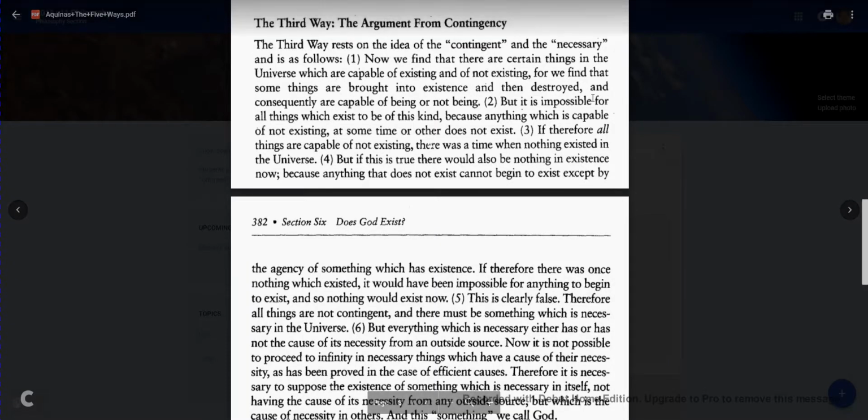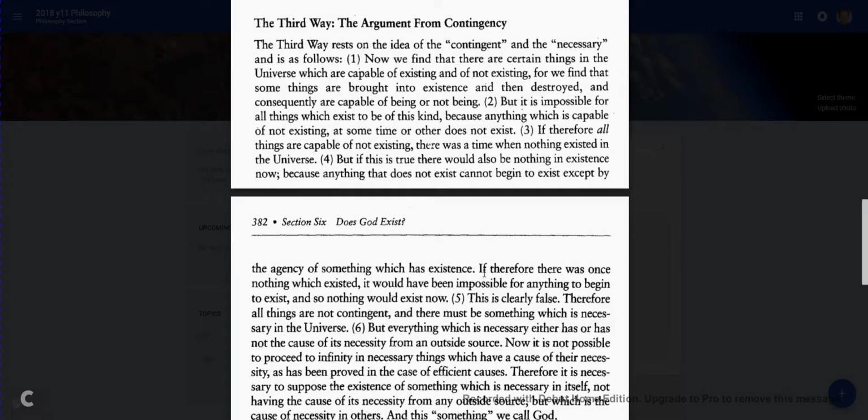That means, right, that if every being was contingent, then nothing could come into being. So there had to be one non-contingent being that could trigger everything on. So if therefore all things are capable of not existing, there was a time when nothing existed in the universe. We had the void. But if this were true, there would be also nothing in existence now, because anything that does not exist cannot begin to exist except by the agency of something which has existence, i.e., it's the first efficient cause, or it's the thing of actual motion, putting something into motion.